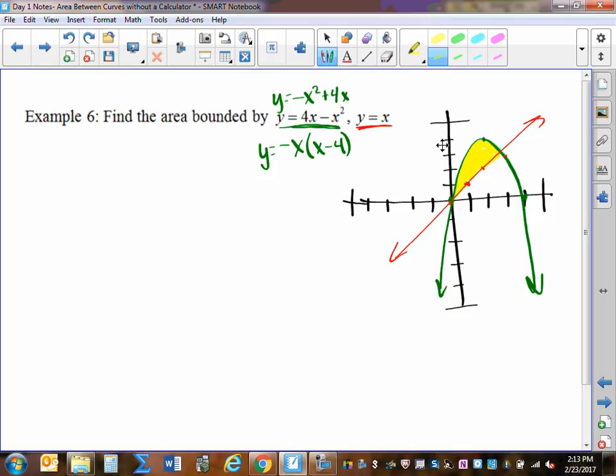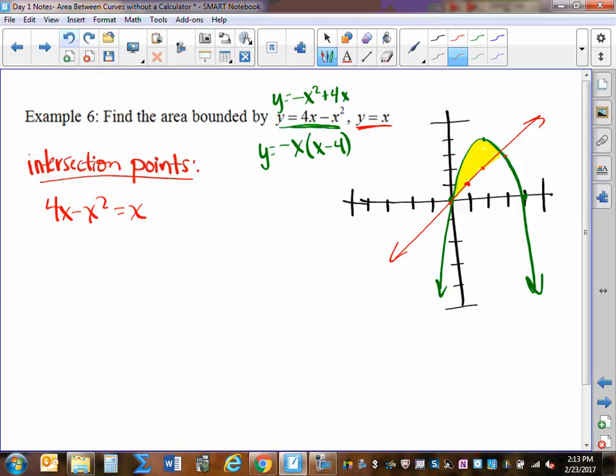Now, from graphing, we were able to actually find one of our intersection points. It's not always going to necessarily be that easy, but we do need to know this other intersection point. Depending on how you graphed it, you might be able to figure it out from your graph, but for those of us that didn't make it exact, we need to find our intersection points. So my intersection points is where the two functions occur at the same time. Right, so it's where my green function equals the red function, so where 4x minus x squared equals x.